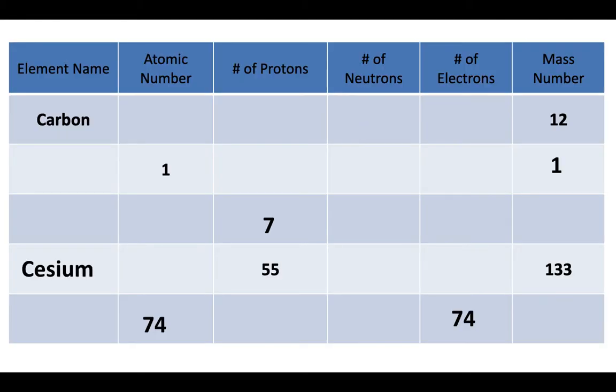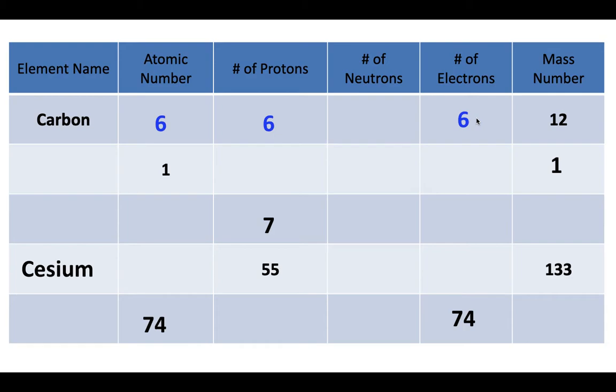So let's do some practice. Take a minute and find carbon on your periodic table. Carbon's symbol is C. So once you find carbon, we can see that the atomic number is 6. If the atomic number is 6, then we know the protons must also be 6. Now, since these are all neutral, your positives and your negatives must be equal. So since we have 6 positives, we must have 6 negative electrons, so that number is also 6.